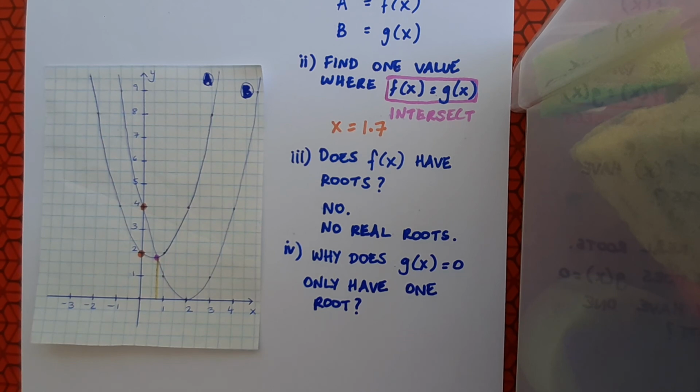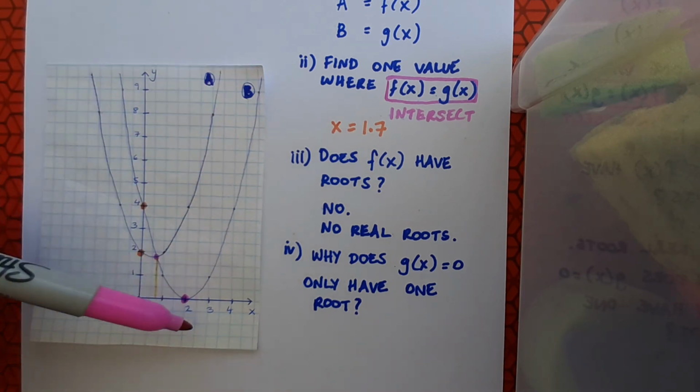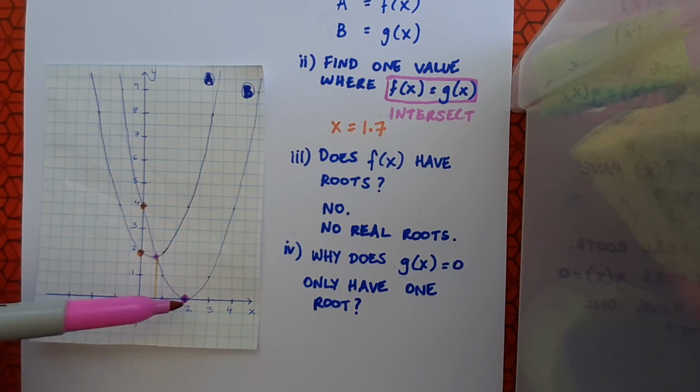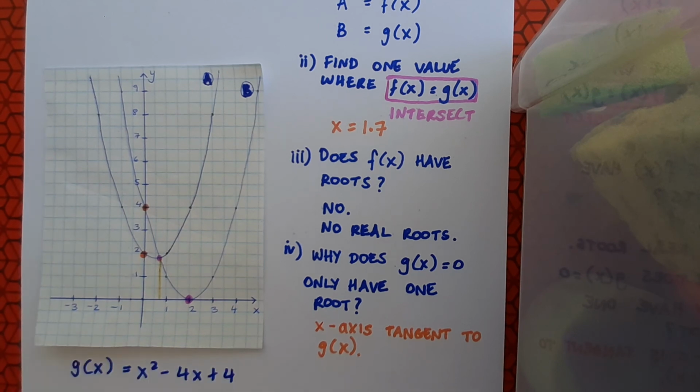Part 4 of the question, why does g of x equals 0 only have one root? There's a couple of different ways in which you can answer this question. So first of all, on a visual level, if we look at our diagram, we can see that g of x, which is the B curve, only touches off the x-axis in one place. So there's only one root because the function only meets the x-axis in one location. If you wanted to phrase that nicely, you could say that the x-axis is a tangent to g of x. This just means that the x-axis only touches g of x in one place.